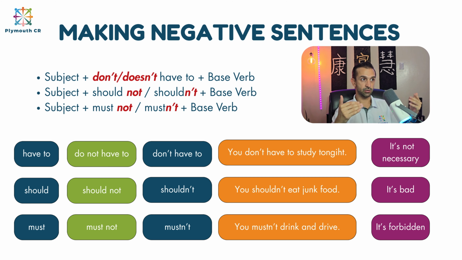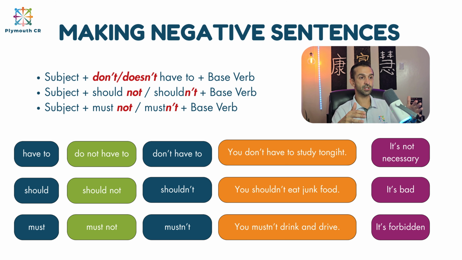Then for the other two, as you can see, we have the subject plus the modal verb, and then we just add a not. These ones have contractions, so you can say should not or shouldn't, and you can say must not or mustn't, plus the verb in the base form. So we have the examples in here.